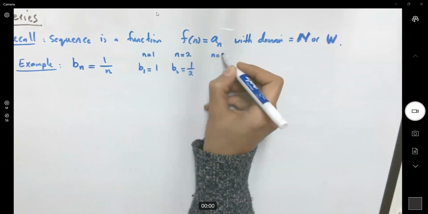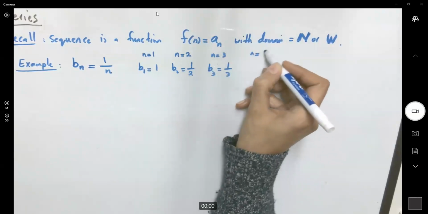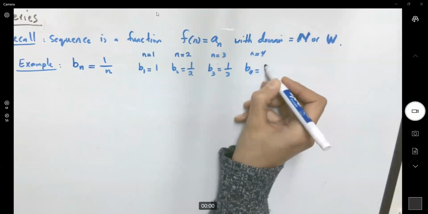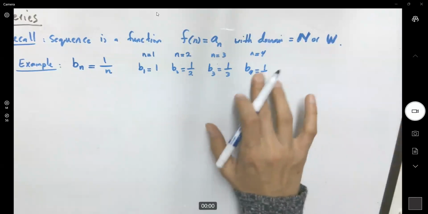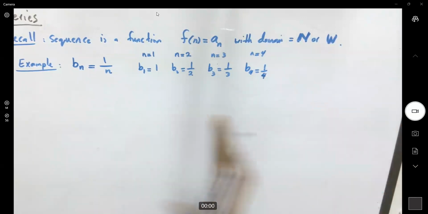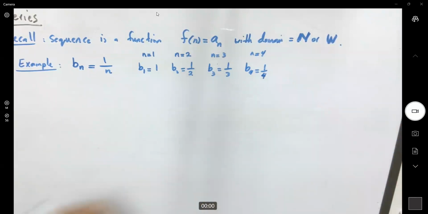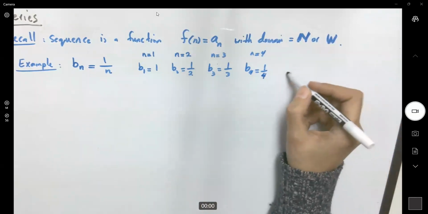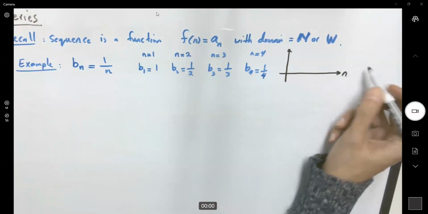When n is equal to 3, b sub 3 is a third. When n is equal to 4, b sub 4 is a fourth, and the terms of this sequence continue. There we go. So we have this information about this sequence. It doesn't give us anything else. We can just graph this, take a look at the graph. Remember that for this sequence, the graph was like this. This is what we graphed last time.